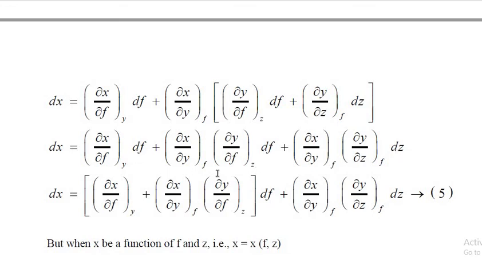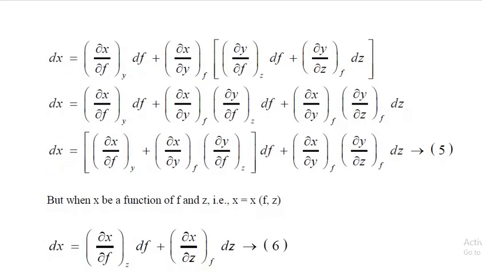Now you group the df terms. The first and the second term have df. So take df outside: ∂x/∂f at y plus ∂x/∂y at f into ∂y/∂f at z, plus the third term you write the same. There is no change in the third term. That is taken as equation 5.